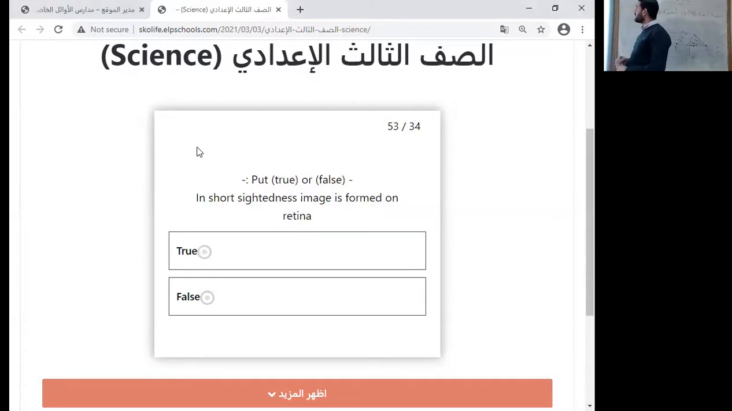In short-sightedness, the image is formed on the retina. The answer is false, and we said that the image is formed in front of the retina, and the person who suffers from short-sightedness can only see objects that are near in clear form, while far objects cannot be seen in a clear form. So the answer is false.